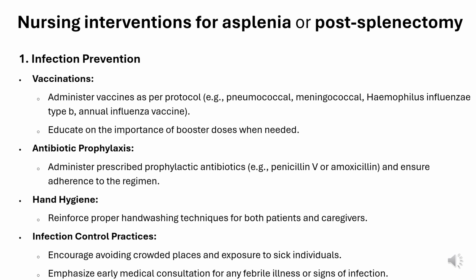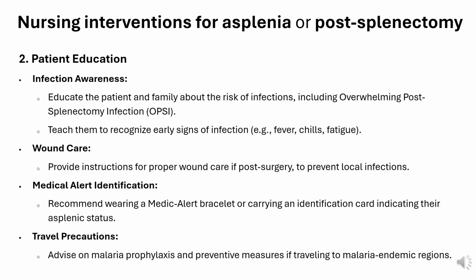Hand hygiene: reinforce proper hand washing techniques for both patient and caregivers. Infection control practices: encourage avoiding crowded places and exposure to sick individuals. Emphasize early medical consultation for any febrile illness or signs of infection. Patient education, infection awareness: educate the patient and family about the risk of infections, including overwhelming post-splenectomy infection (OPSI).